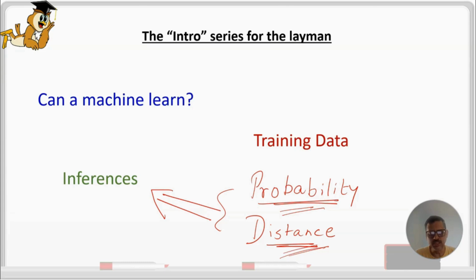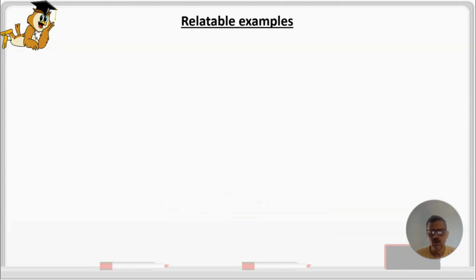So this is what we did in our earlier series. We talked about machine learning, training data, inferences, and the underlying ideas of probability and distance. We relied a lot on relatable examples, right? So relatable examples is a big thing for me. Okay, I don't like to take random examples to explain ideas. And by relatable, I mean examples that you see around you, examples that you understand, examples that you keep running into frequently. And taking such examples is important because they help you reinforce the ideas to a lot greater extent.